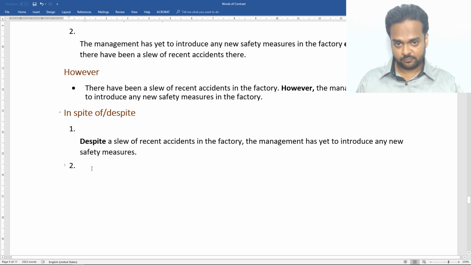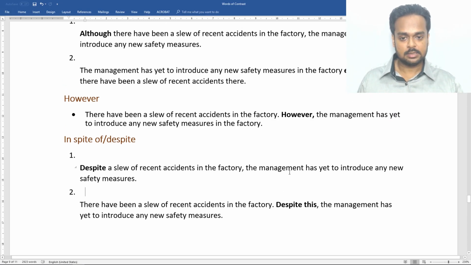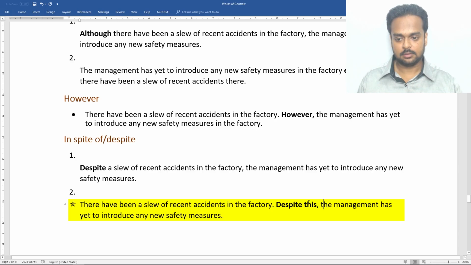Now I want to show you another form that you will often see with despite, and that's this. There have been a slew of recent accidents in the factory. Despite this, the management has yet to introduce any safety measures. This is a nice way of expressing a strong contrast. Notice that in this use, despite is acting very much like however. Despite this, the management refuses to introduce safety measures. You can also say in spite of this. It means the same thing, and this is actually my pick for this situation.